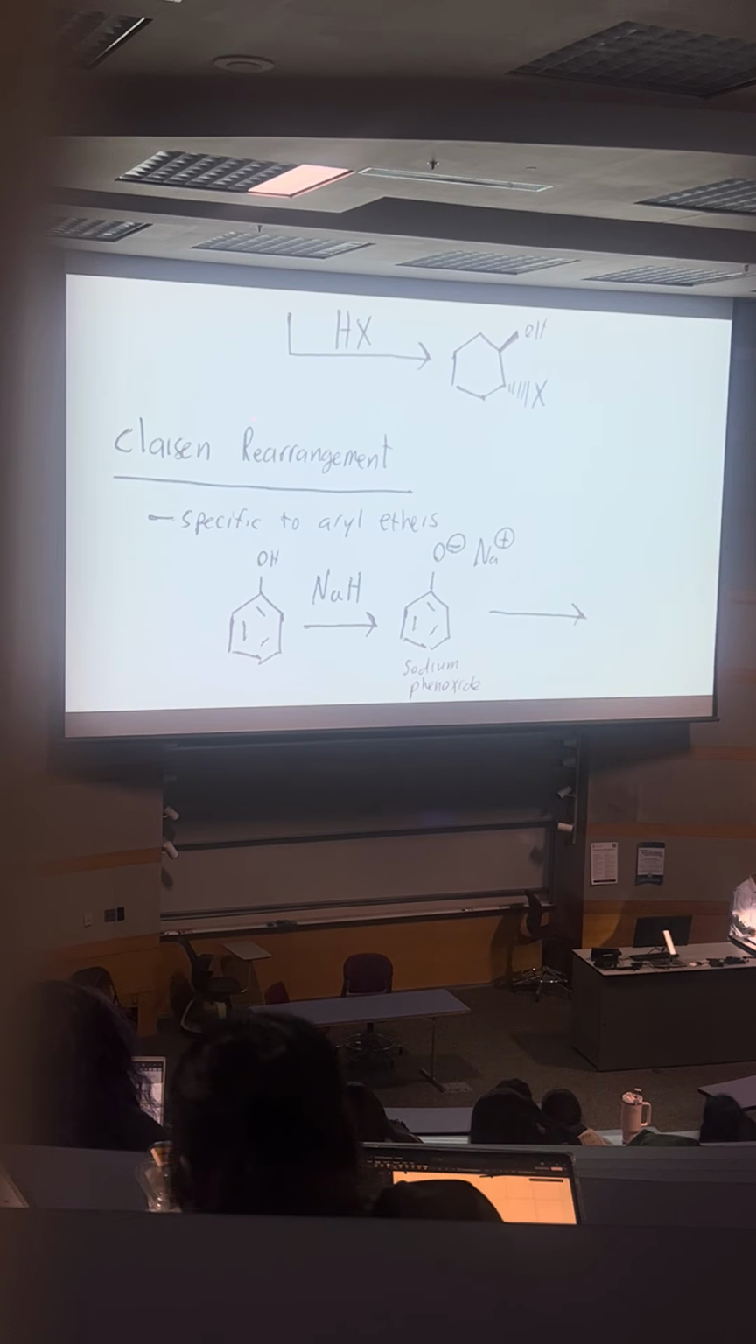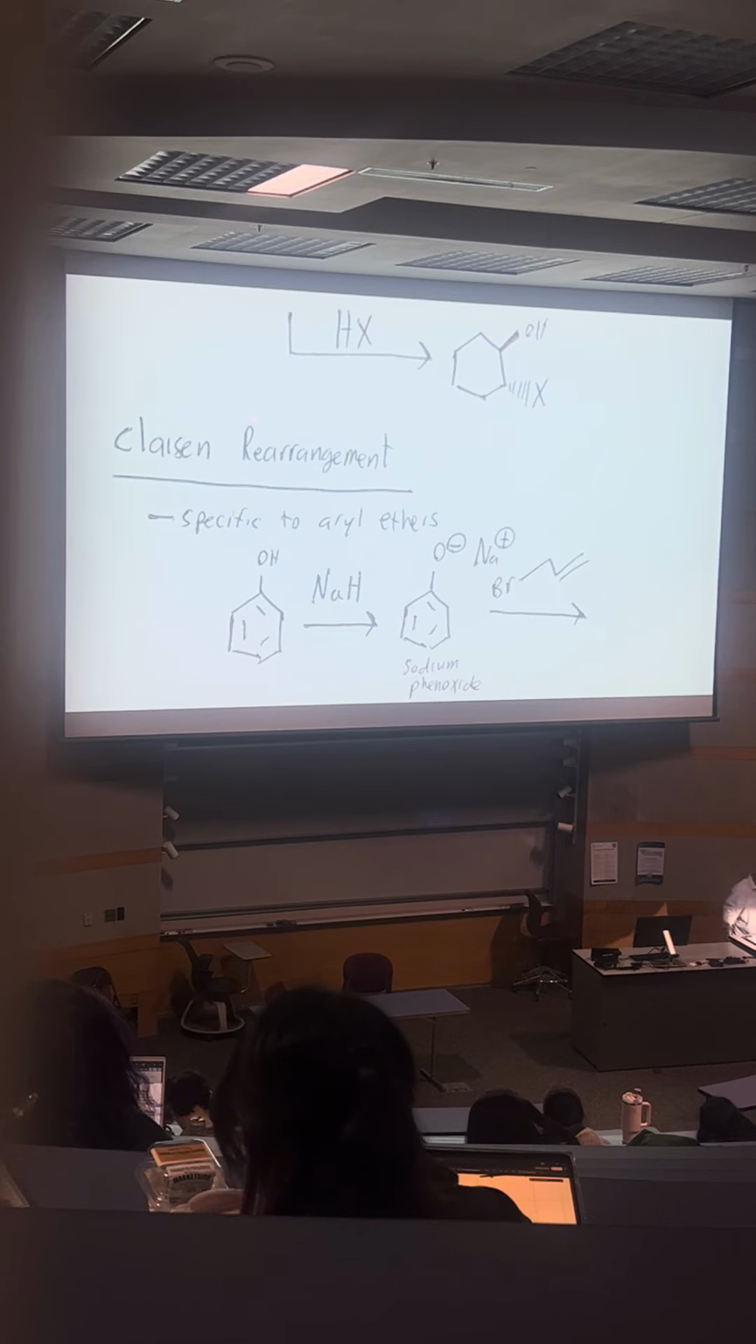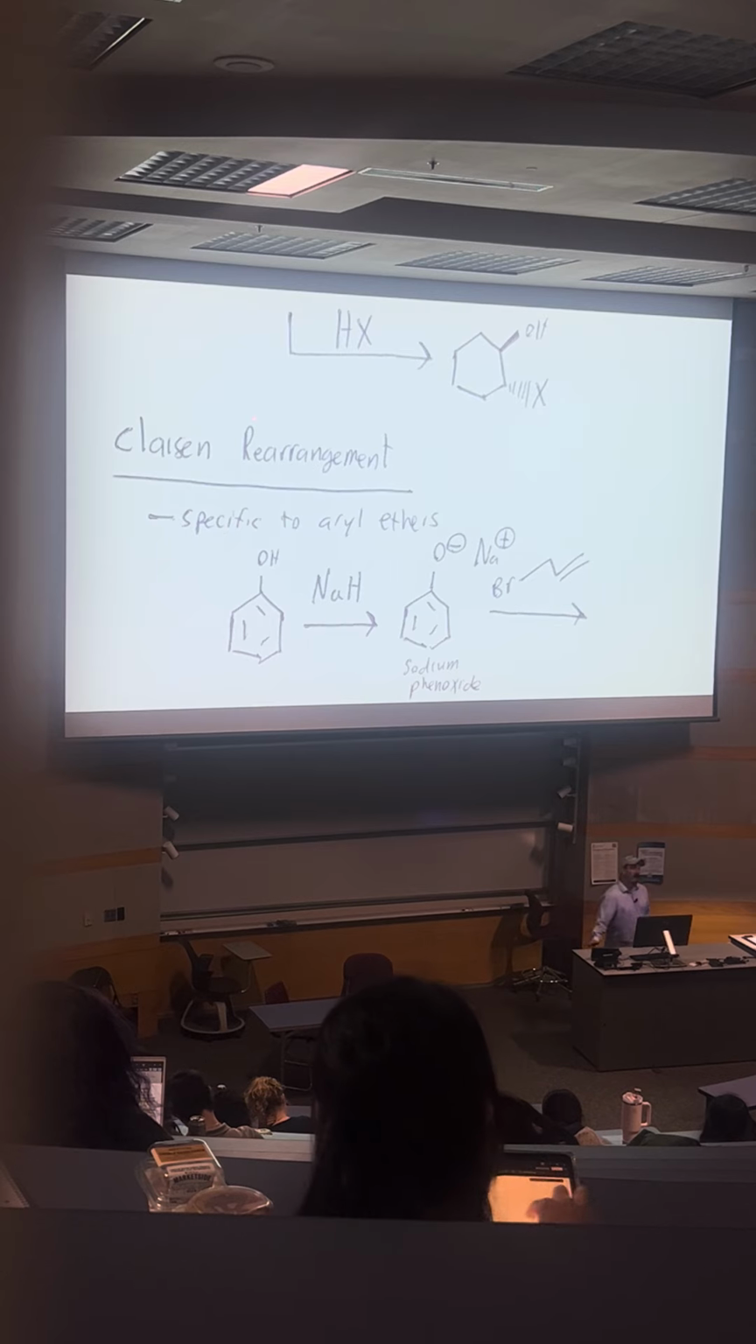So we can then introduce the following alkyl halide. All right, so here's our alkyl halide. And so at this point it's just an SN2, right? The phenoxide anion is going to attack the electrophilic carbon attached to the bromine and trigger the substitution reaction.